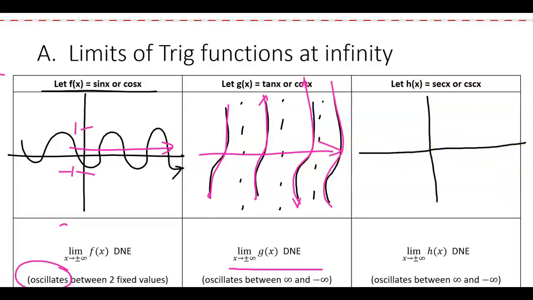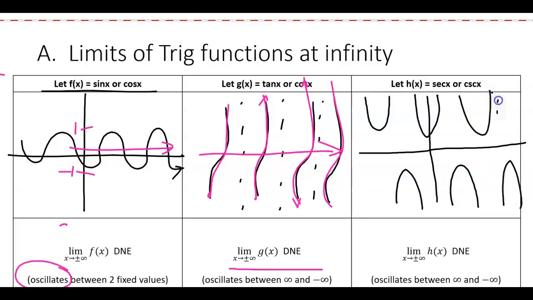Secant and cosecant kind of look like these weird little U-shapes here. And they also have these vertical asymptotes. So as you move to the right forever, x starts really high over here, and then it goes down a little bit, but then it shoots up.